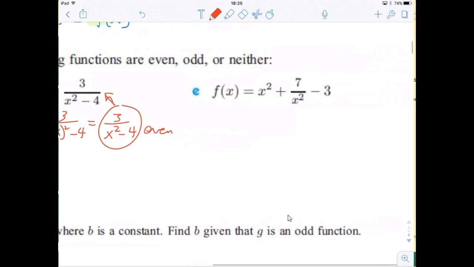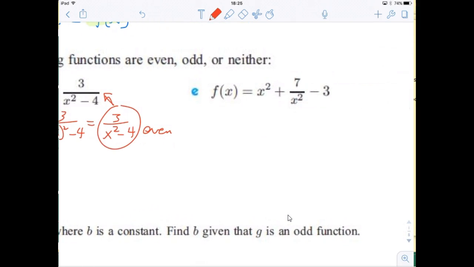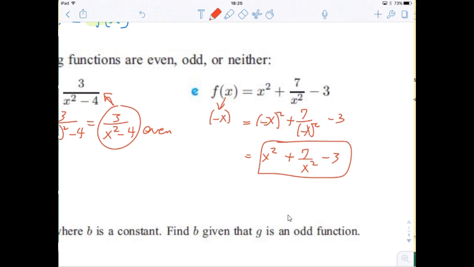Okay. Last one. x squared plus 7 over x squared minus 3. Let's try to do the same thing. We're going to put in negative x for x, and we'll get negative x squared plus 7 over negative x squared minus 3, and that is equal to x squared plus 7 over x squared minus 3. And hey, that looks exactly like the original function, so this is also even.